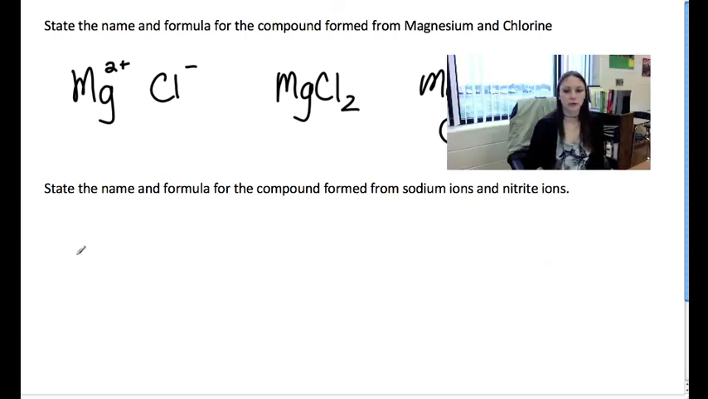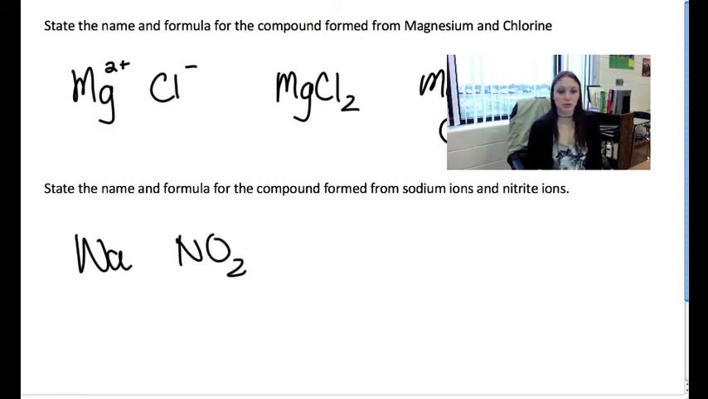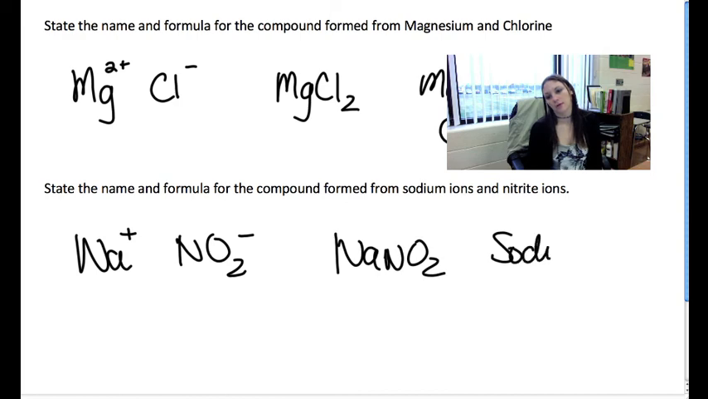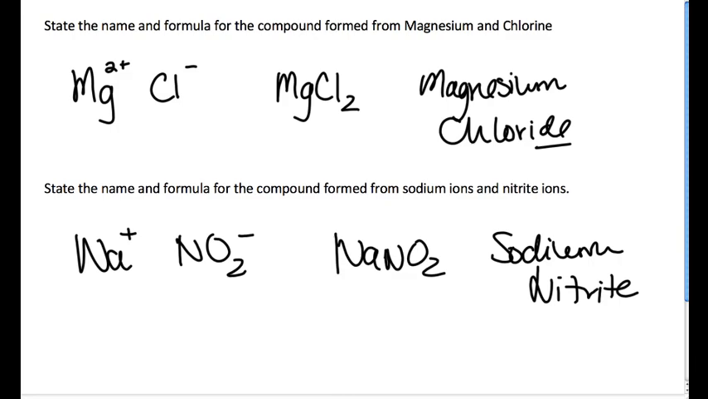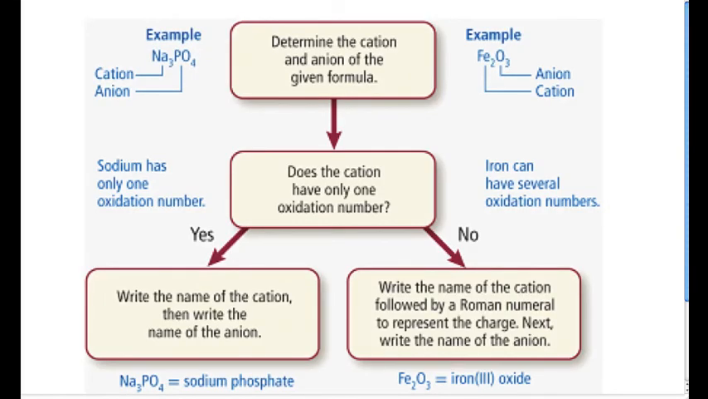Now the name and formula for sodium ions and nitrite ions. Sodium, Na. Nitrite, look on the back of your periodic table, it's NO2 minus. Sodium's in the first group, but it wants to lose 1. Formula, NaNO2. The name, sodium nitrite. Gotta be very careful with your endings here. Ites, ates, and ides.